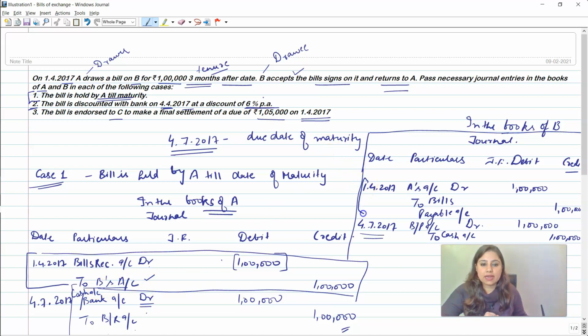Likewise, this particular entry shall be passed in the books of B. So this entry would be the same in case 2 as well. And now moving on, once the bill is discounted, what should be the entry on maturity?